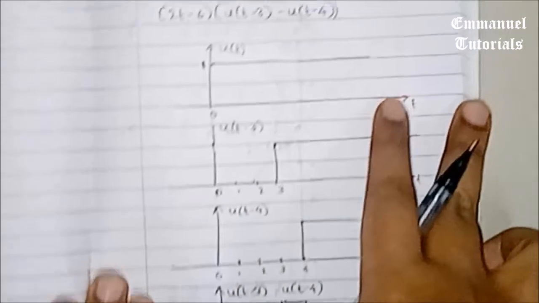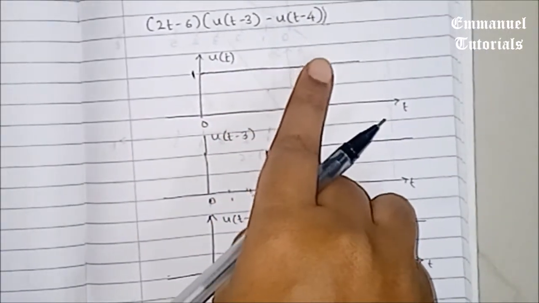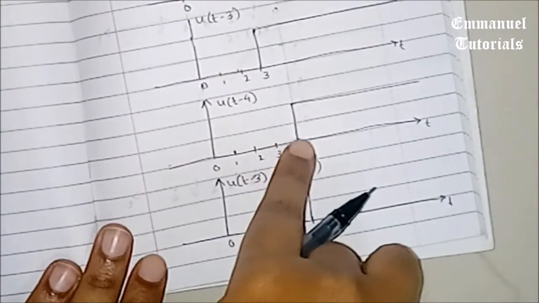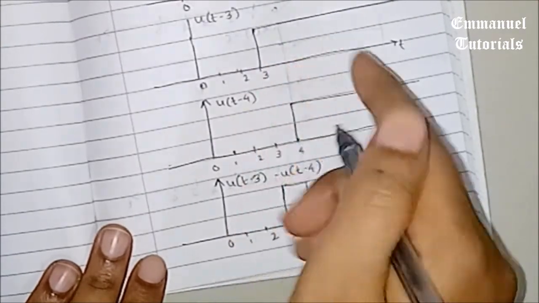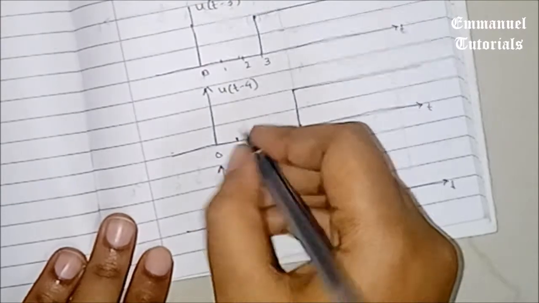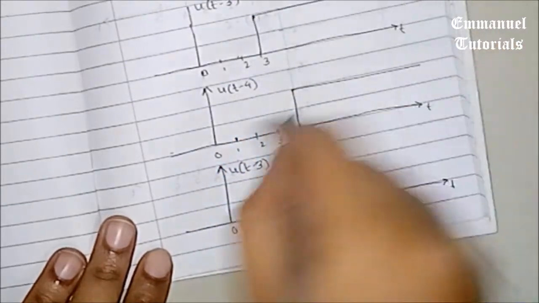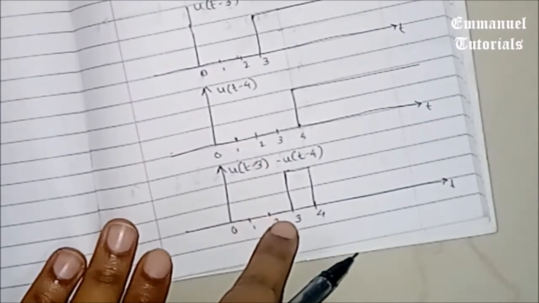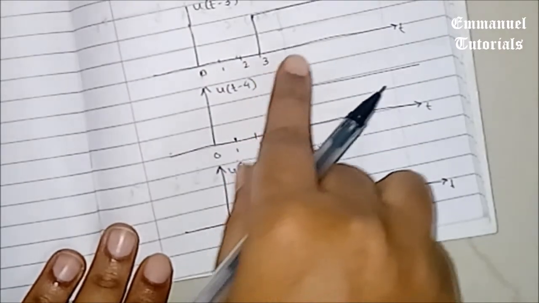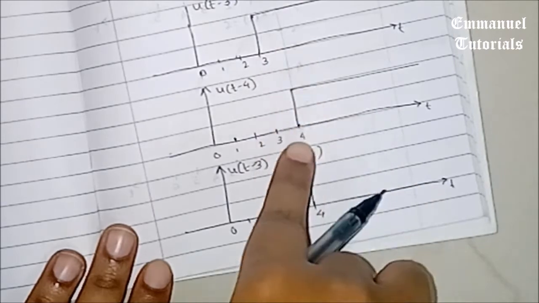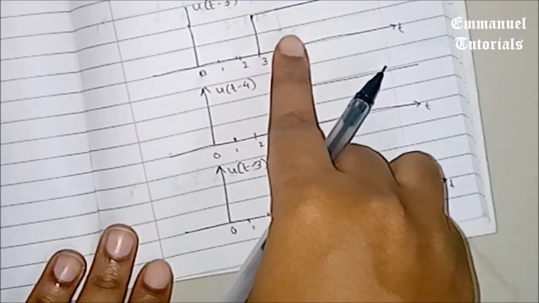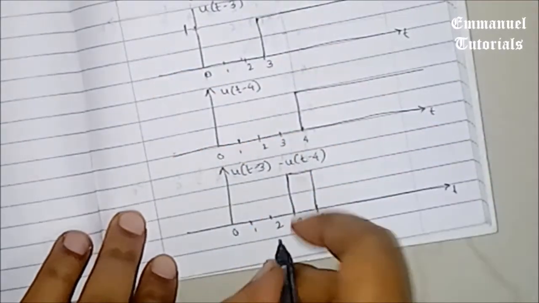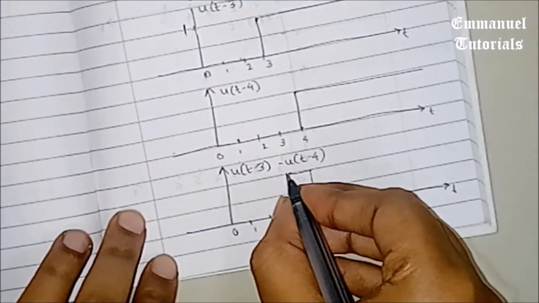Now we have to find u of t minus 3 minus u of t minus 4, which is the subtraction of the second signal from the first signal. Now if you see, at 0, 1 and 2, the signals are 0 at all the points, so 0 minus 0 is going to give us 0. At 3, the first signal's value is 1 and the second signal's value is 0. So 1 minus 0 is going to give us 1. So that's what I've drawn over here.